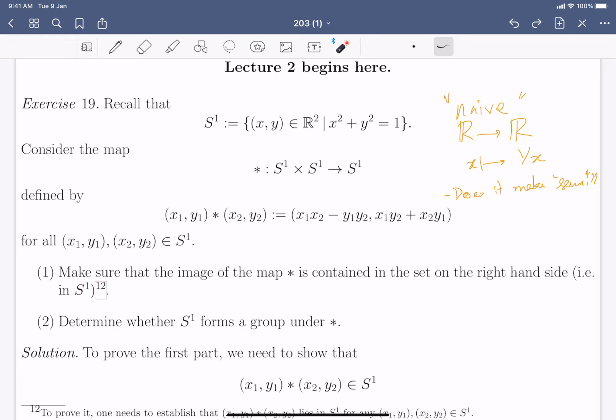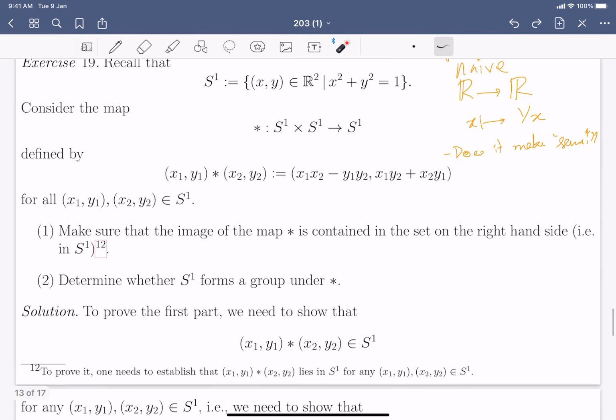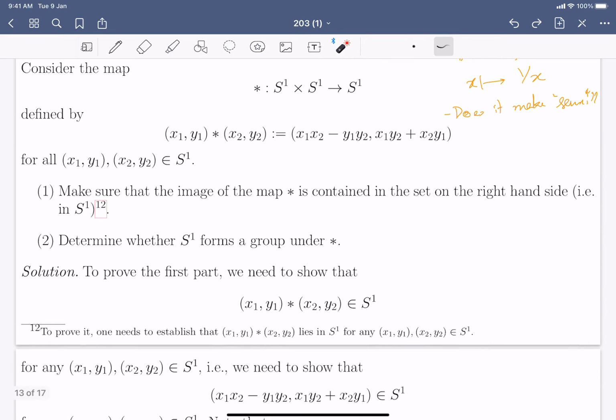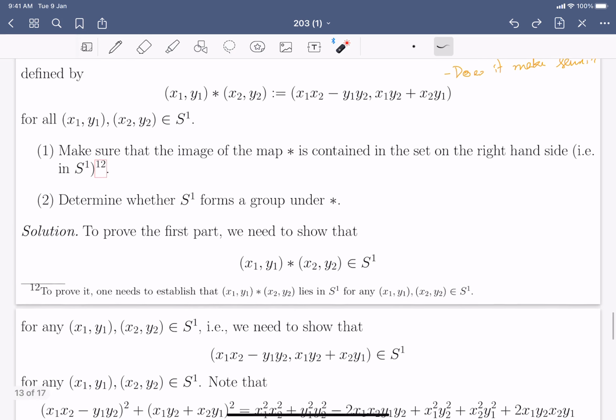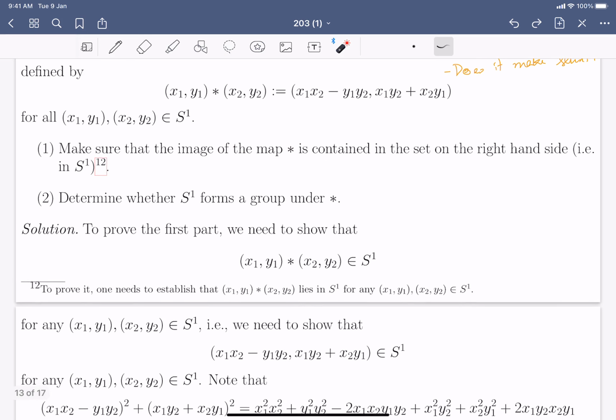But to make sure that we understand what's going on here, we need to make sure that this is indeed an element of S1. So first we need to make sure that the image of this map is contained inside the set on the right hand side. We usually say that this map is well defined. This is not the standard way of saying it, because whenever we talk about the image of some map, we are under the hypothesis that it's a true map without any trouble. In other words, this is a well defined map. And the next task is to see whether S1 forms a group under this map star or not.